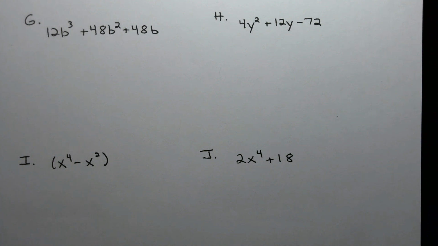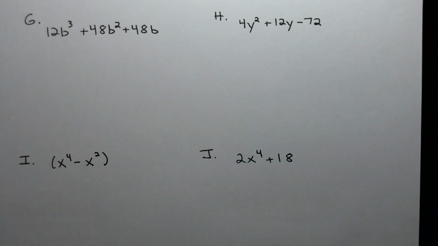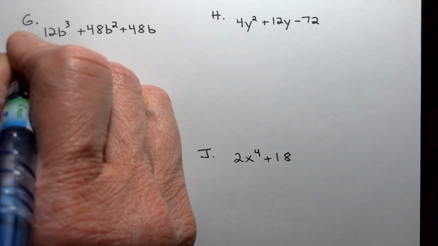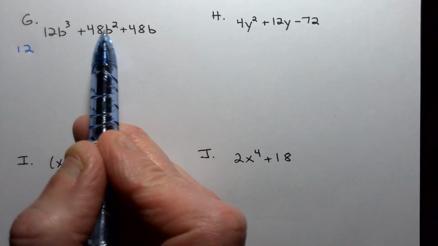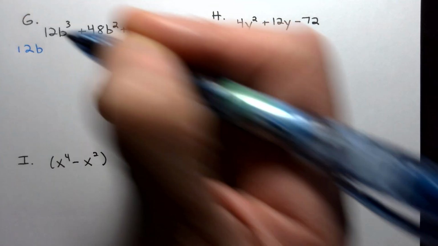There's 3 terms. First thing you always try is GCF. What can you take out of it? We'll try GCF. 12, 48, 4. Oh, we can take a 12 out. Then we have a b to the third, b to the second, and b. So we can take, they all have at least 1.